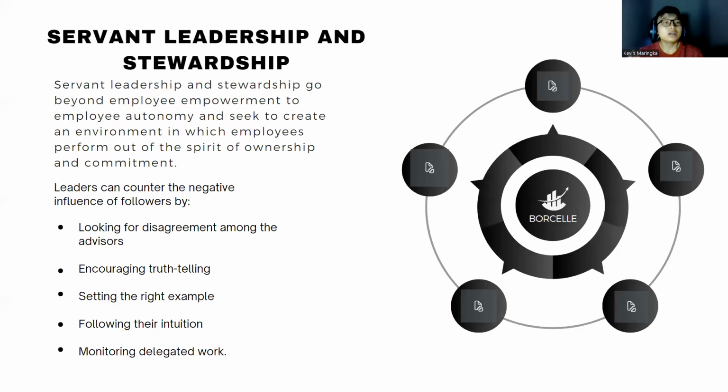We're going to dive into our final chapter, which is servant leadership and stewardship. Servant leadership and stewardship go beyond employee empowerment to employee autonomy and seek to create an environment in which employees perform out of the spirit of ownership and commitment. Leaders can counter the negative influence of followers by looking for disagreement among the advisors, encouraging truth telling, setting the right examples, following their intuition, and monitoring delegated work.